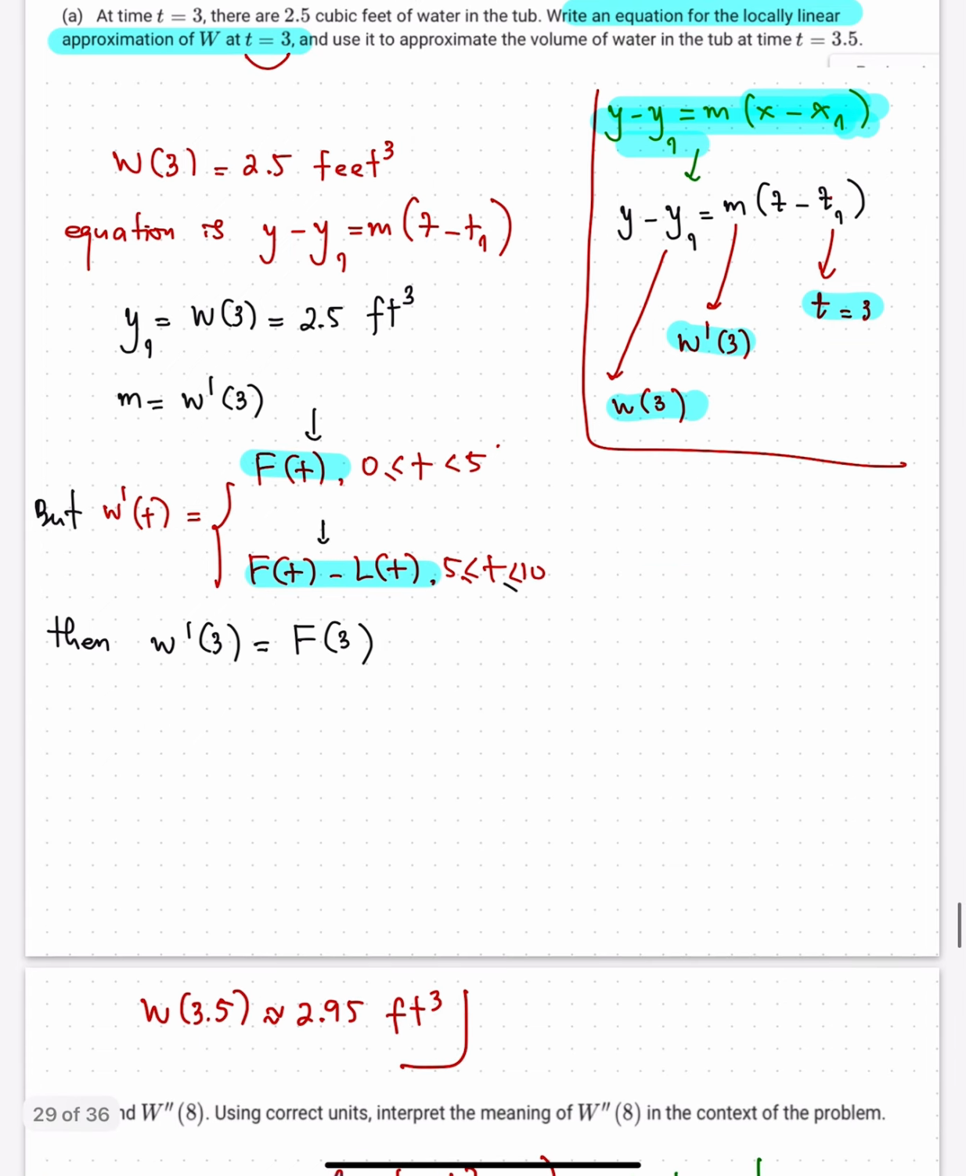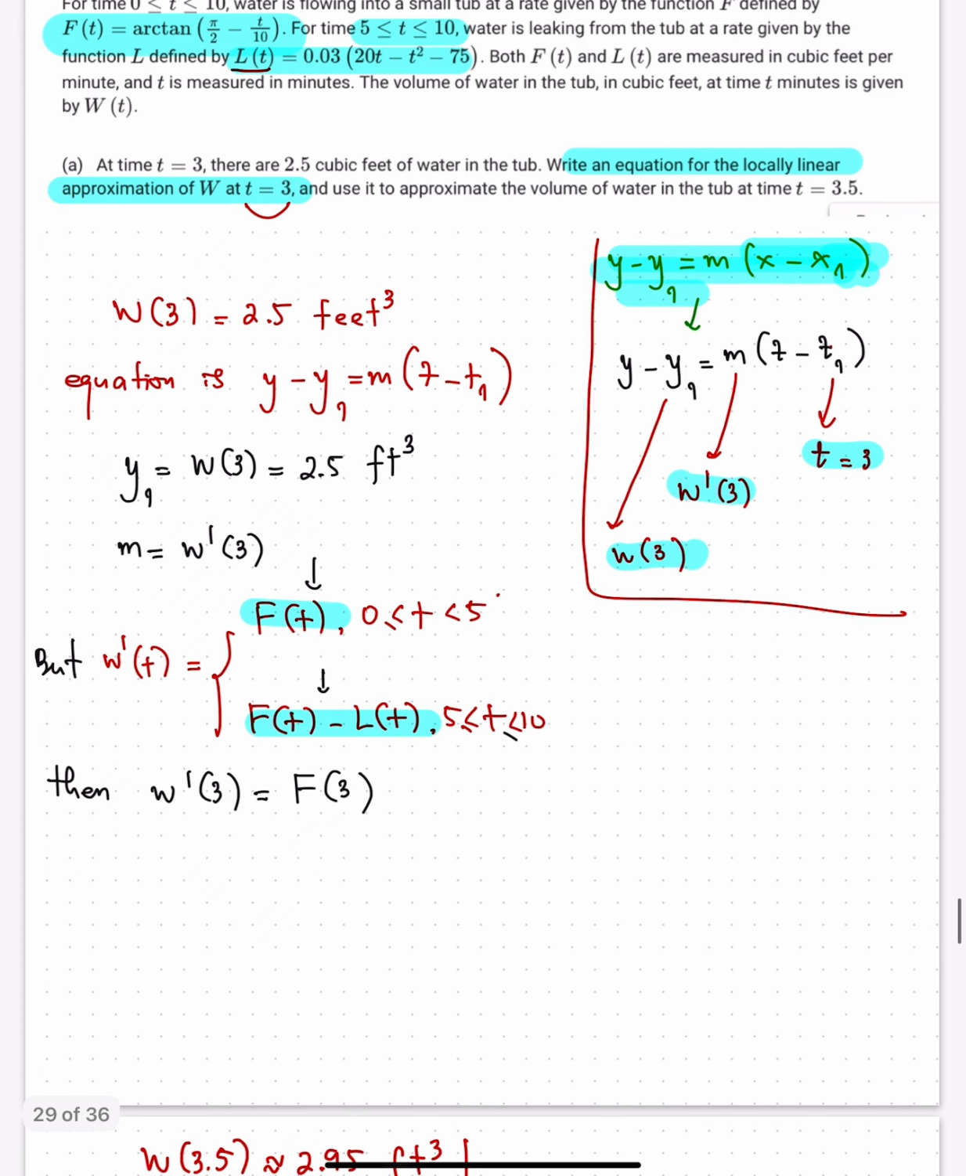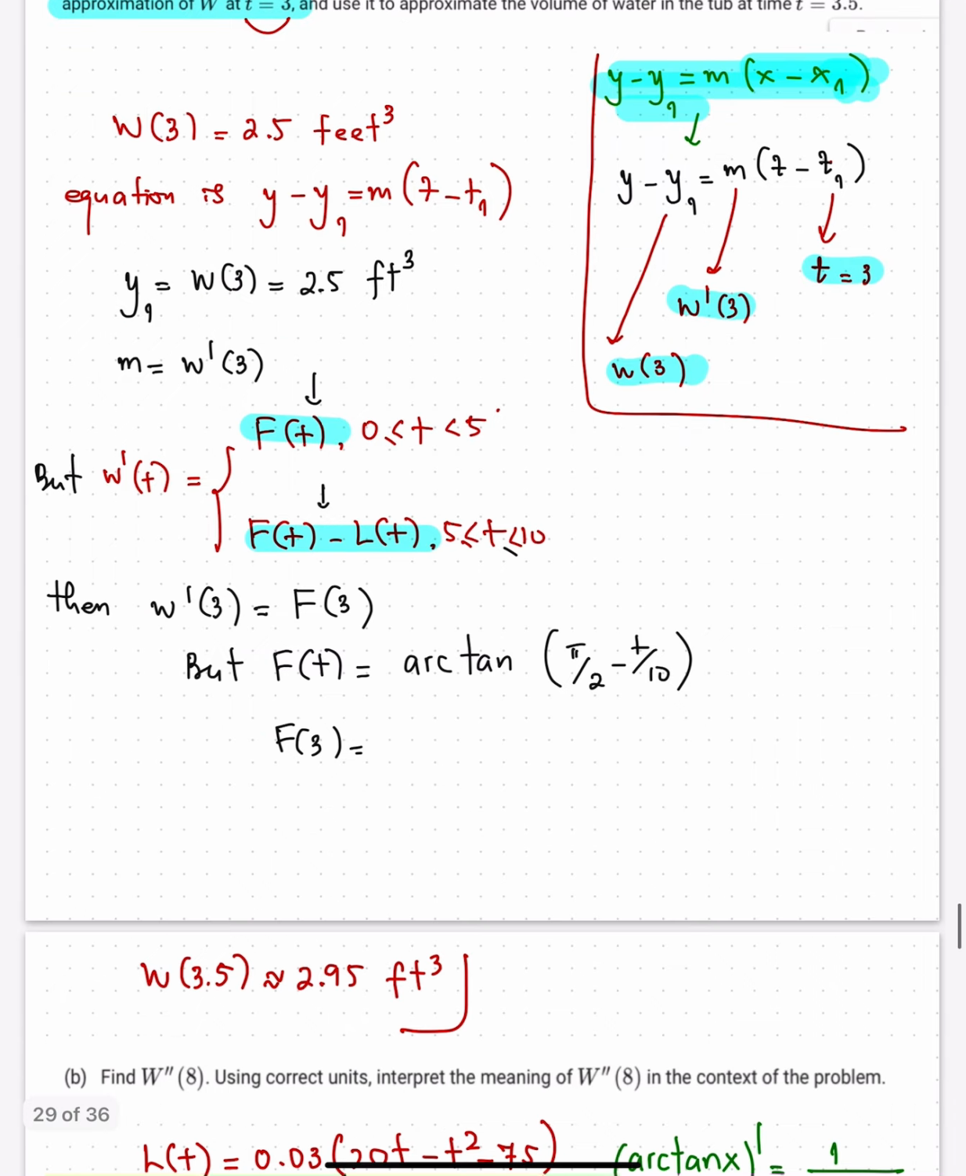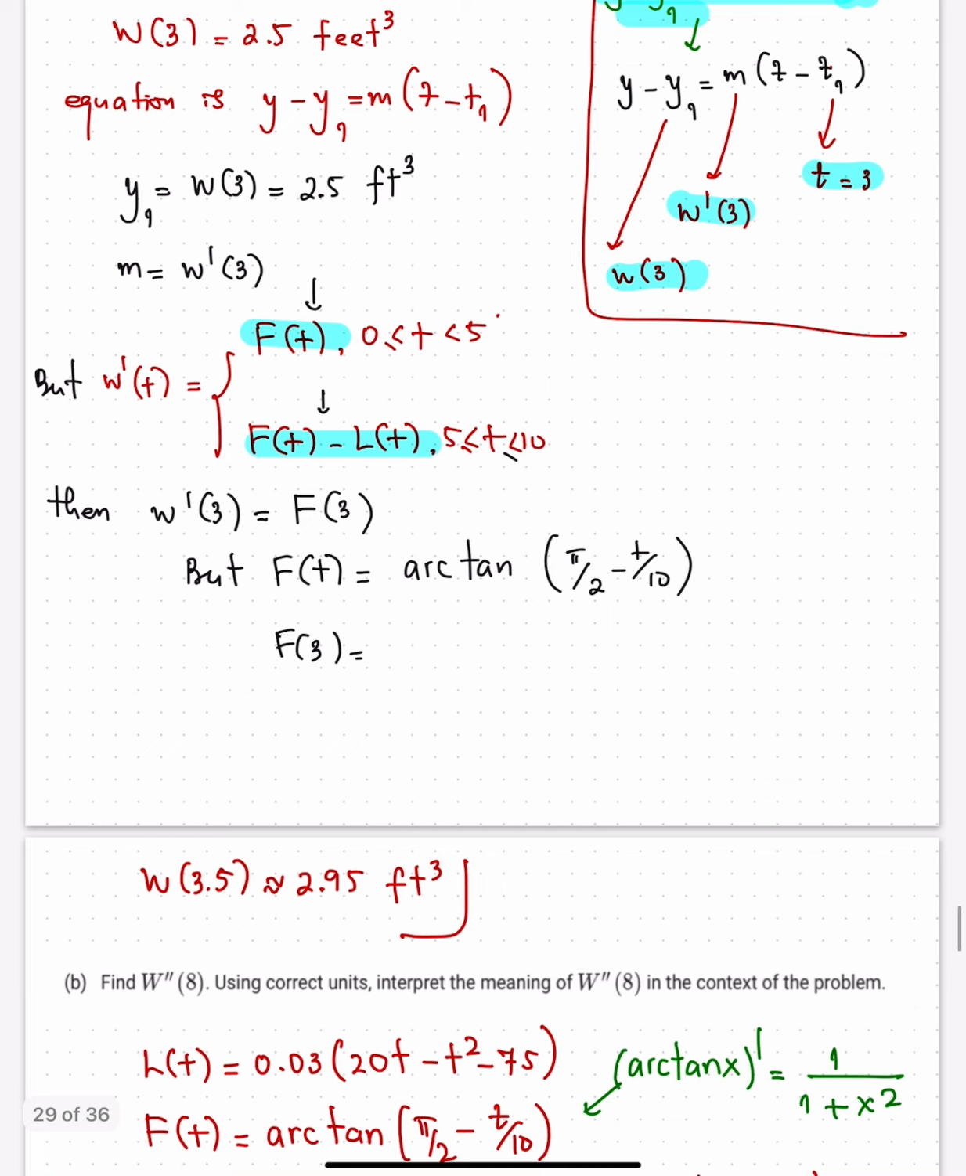And then f of t here equals arctan of pi over 2 minus t over 10. And then f of 3 will be 0.9. And then we can write y equals 0.9 times (t minus 3) plus 2.5.